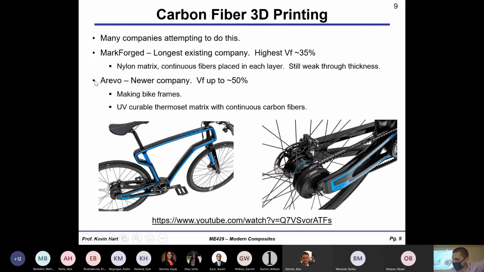This is a newer company here, Arrivo. They're claiming volume fractions of up to 50% with their process. And their matrix material is not an epoxy, they have a UV curable thermoset matrix. So this is like if you ever go to the dentist and you get a filling, and then they shoot the UV light on your filling. What's happening is that filling that they've put in there is a UV curable material. So they've injected your filling and they're UV curing it with some UV light.